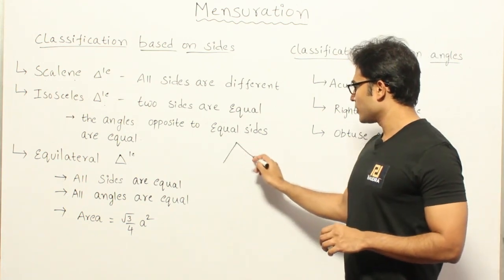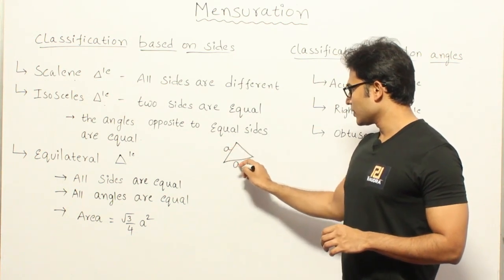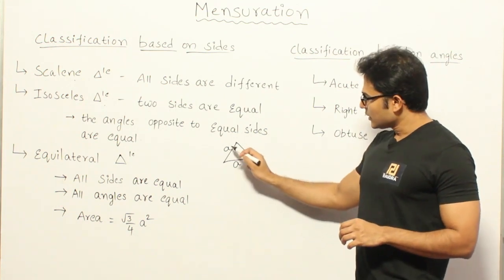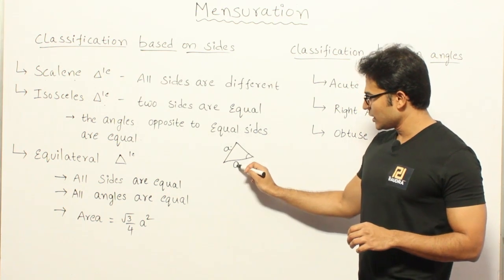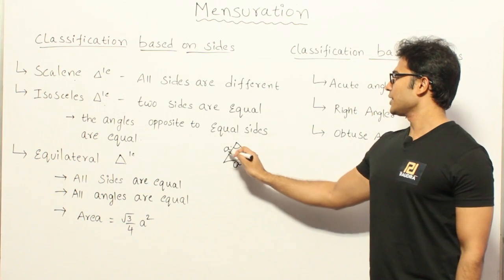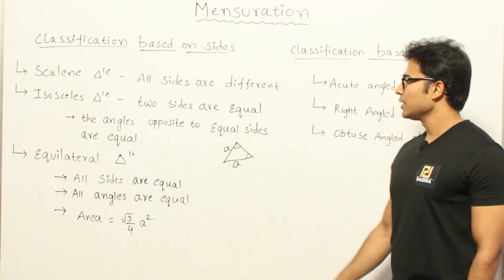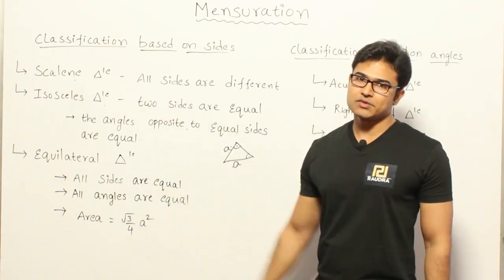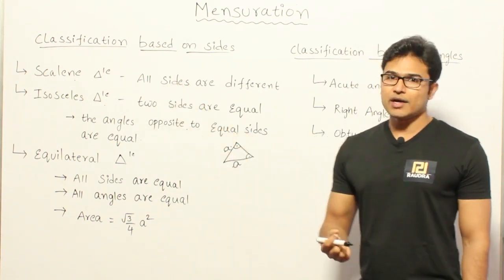So one more property is, let us say these two sides are equal. If these two are equal, then the angle opposite this one will be equal to the angle opposite this. So opposite angles will also be equal. If these two sides are equal, then these two angles will be equal. Got it? The angles opposite to the equal sides are equal in an isosceles triangle. So if a triangle has these properties, then we call it isosceles.